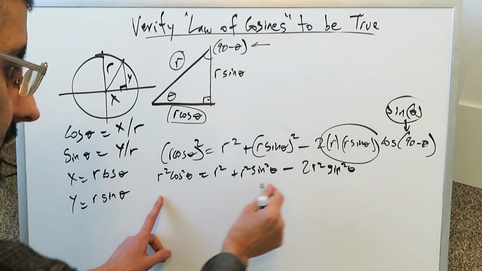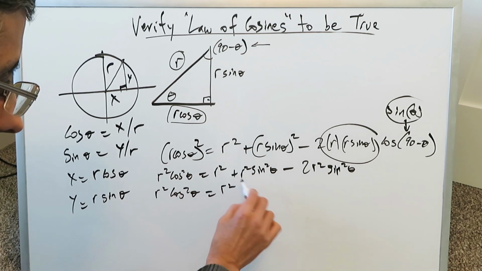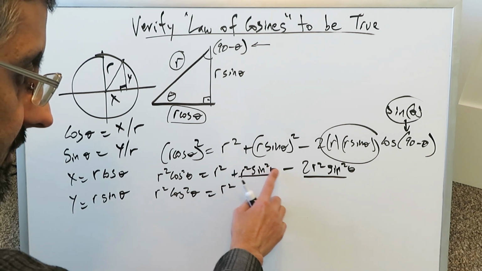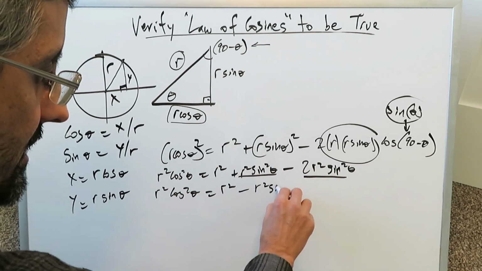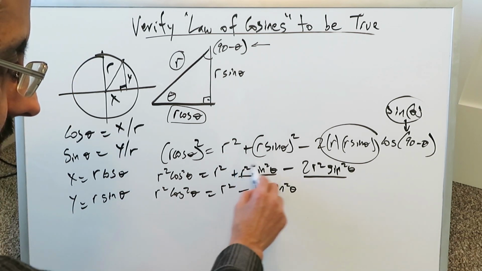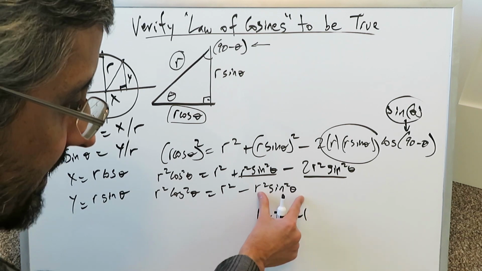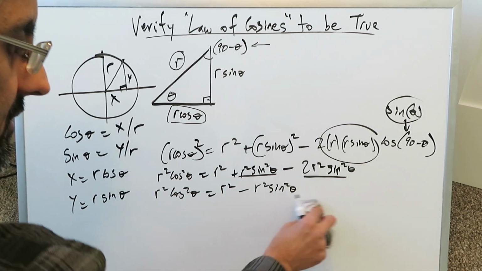Now combine the terms. You have r squared cosine squared theta is equal to r squared. Here's a like term and here's a like term. You have r squared sine squared theta and minus 2r squared, and you get a minus r squared sine squared theta. It's no different than you looking here at a 1 minus 2, you get a minus 1, except this minus 1 is attached with this r squared sine squared theta. So everything is good over here.